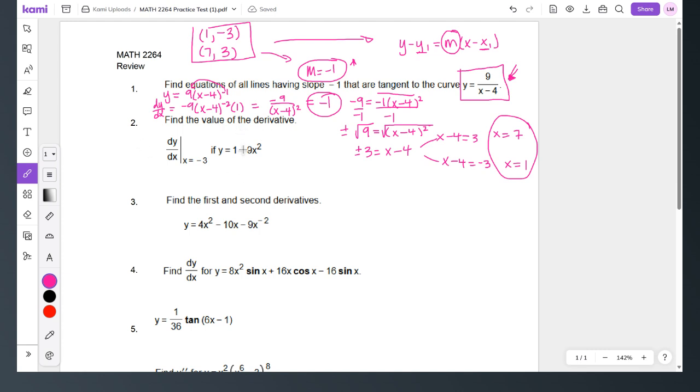Number 2, I'm going to find the derivative of this equation and then plug in -3. So the derivative of this equation, this should be super fast. Derivative of 1 is 0. Derivative of -9x squared is -2 times 9x, so -18x, and then plug in -3, which is 54.